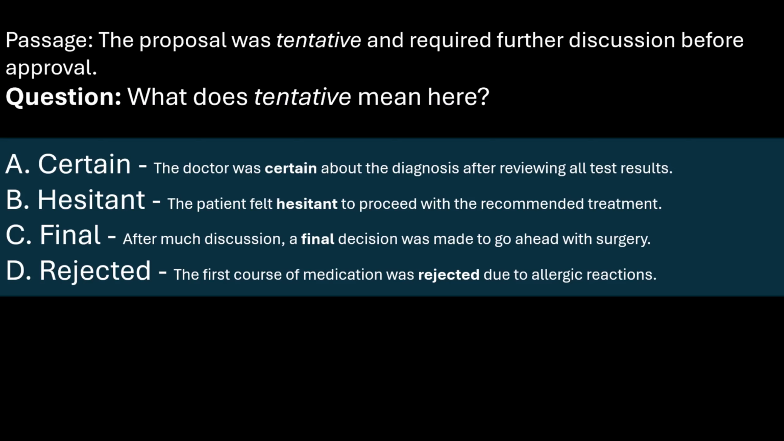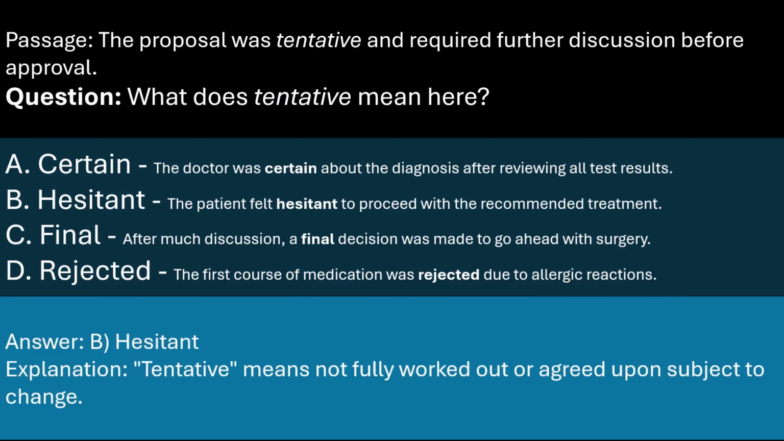I think hesitant. Certain: the doctor was certain about the diagnosis after reviewing all the results. Hesitant: the patient felt hesitant to proceed with the recommended treatment. Final: after much discussion, a final decision was made to go ahead with surgery. Rejected: the first course of medication was rejected due to allergic reaction. So let's see the answer. Hesitant, option B, is the right answer. Explanation: tentative means not fully worked out or agreed upon, subject to change.